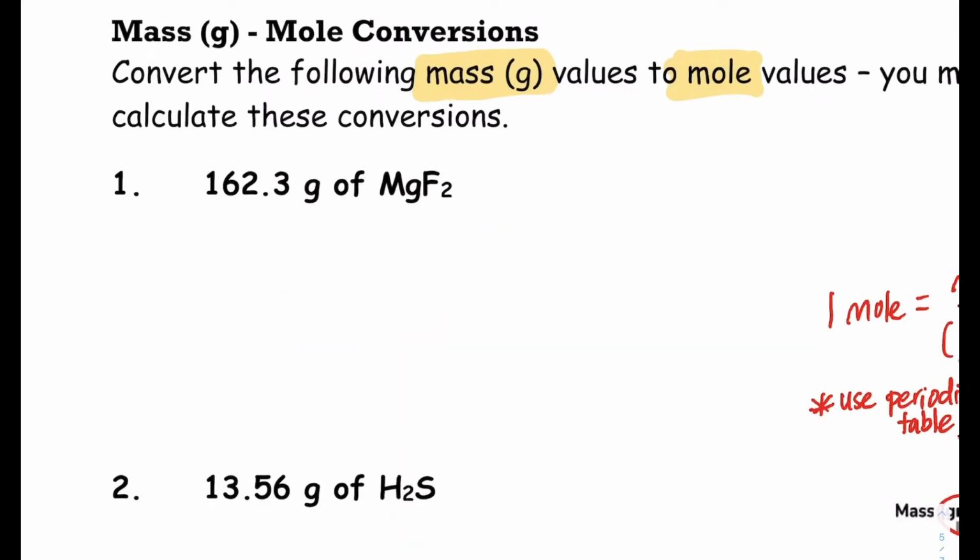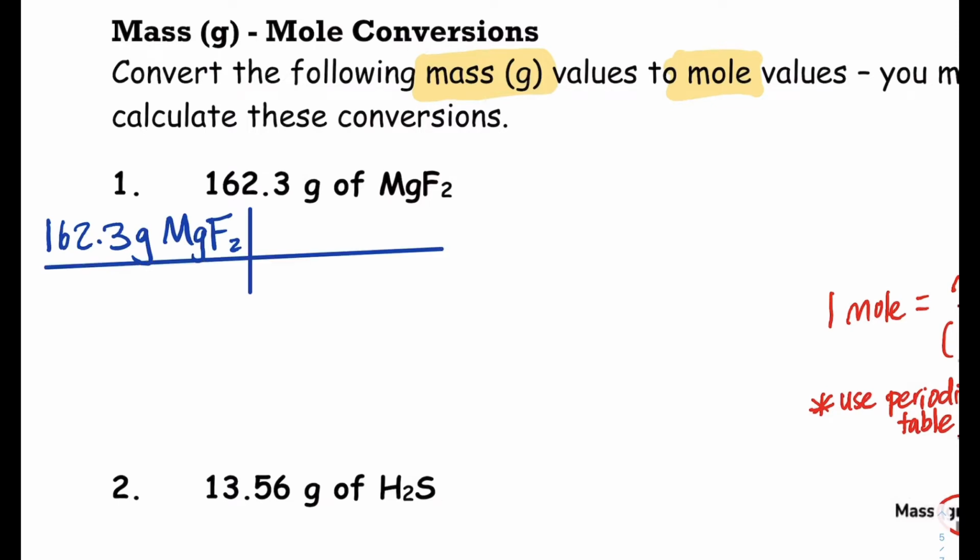In problem number 1, we're given 162.3 grams of magnesium fluoride. So let's write our given value. We'll be performing these calculations using dimensional analysis. Our next step will be to fill in the units. Since we're trying to get rid of grams of magnesium fluoride, we'll put that in the denominator. And we're converting to moles, so moles will go up in the numerator section.